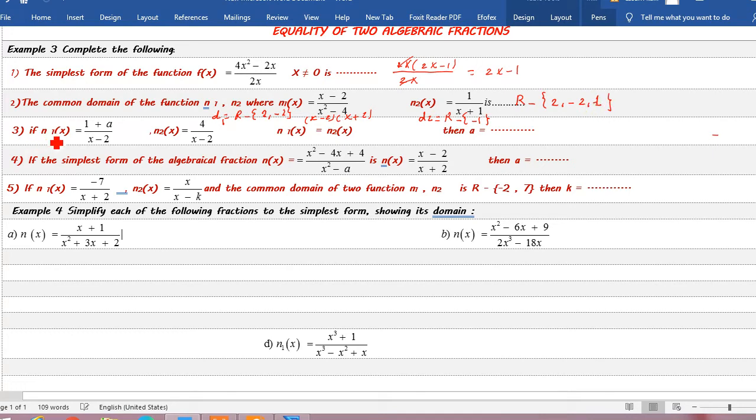Number 3. If n1 of x equals 1 plus a over x minus 2 and n2 of x equals 4 over x minus 2, and n1 of x equals n2 of x, then what is the value of a? If n1(x) equals n2(x), then the numerator equals the numerator and the denominator equals the denominator. So 1 plus a equals 4. Move 1 to the other side, so a equals 4 minus 1, which becomes 3. Then the value of a equals 3.